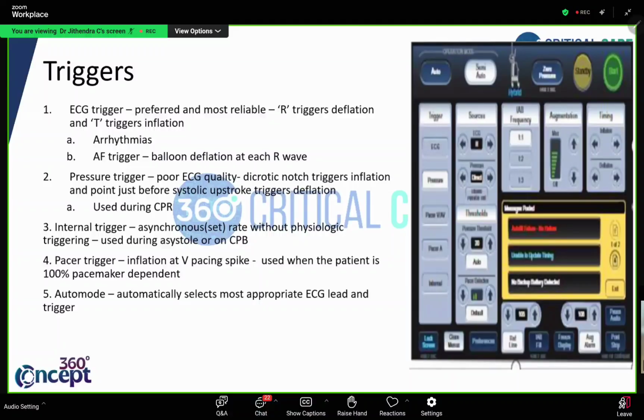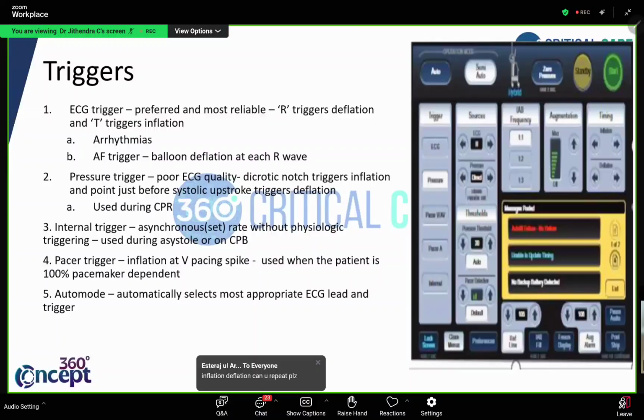Okay, now coming to the triggers proper. I told you the commonly used one is the ECG trigger. So you have an ECG waveform, and from the ECG waveform it will pick. It is the preferred and the most reliable one. R triggers the deflation. So coming from the starting PQR, at the R it will trigger the deflation, and T triggers inflation. I told you inflation happens at the middle of the T wave and deflation happens just at the R wave or just before the R wave.